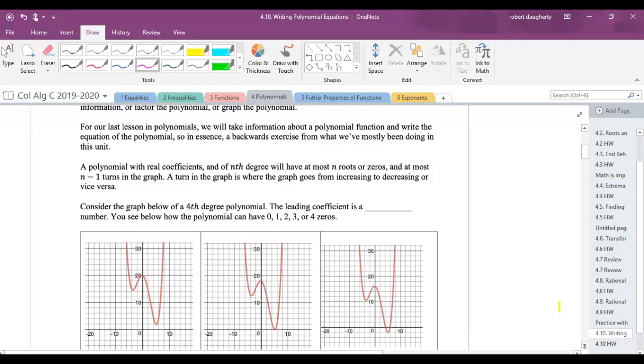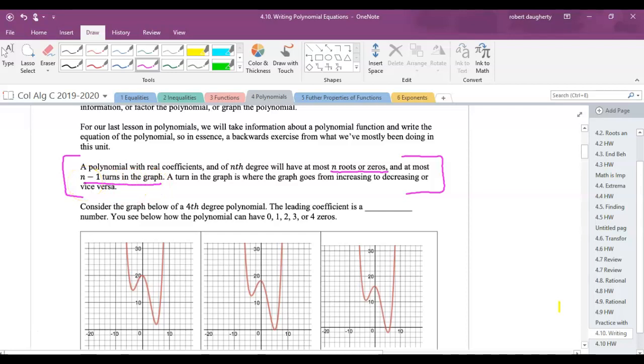When we have polynomials, so a polynomial that has n degrees, okay, so 5, 6, 7, whatever the degree is, that polynomial will have at most n roots or zeros, okay? So a third degree polynomial can have at most 3 roots, okay? The other thing about these polynomials is they can have at most n minus 1 turns in the graph.